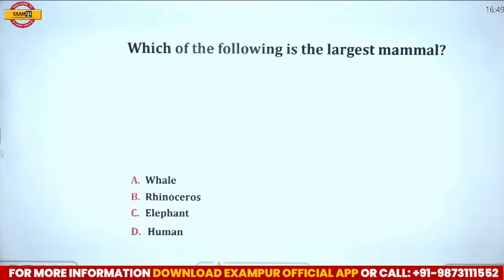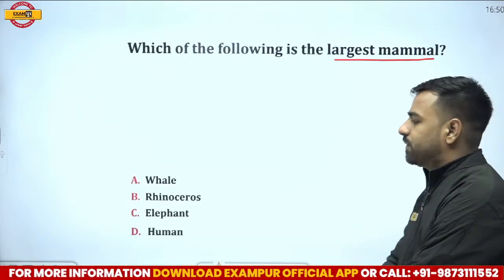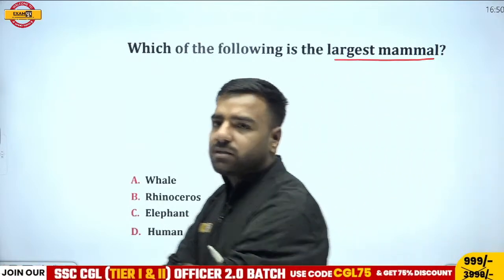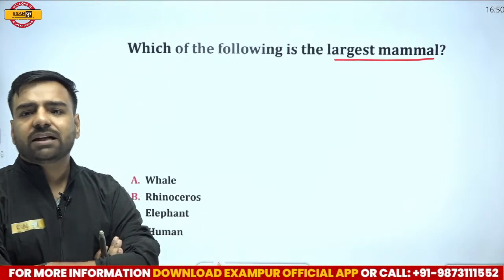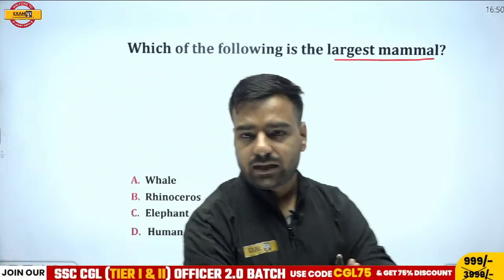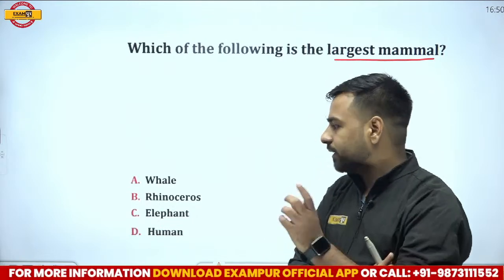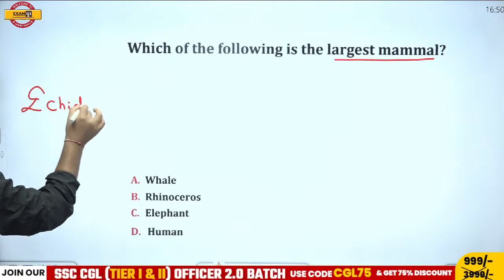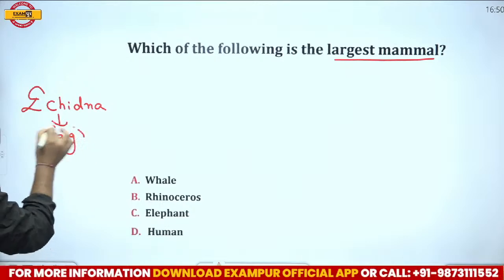Okay, so this is the last question of the day. The question is, which of the following is the largest mammal? Is it whale, rhinoceros, elephants or humans? And for the mammals, we have discussed that mammals are the ones who directly give birth to their young ones, right? But there was an exception, and that exception was echidna. Remember, I'll write here. Echidna is actually a mammal, but still it is an egg-laying mammal.